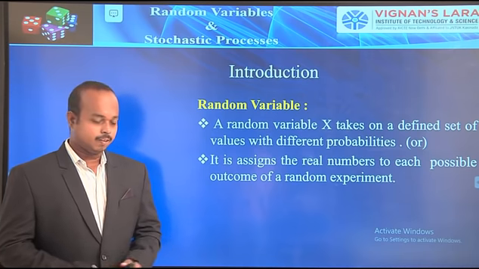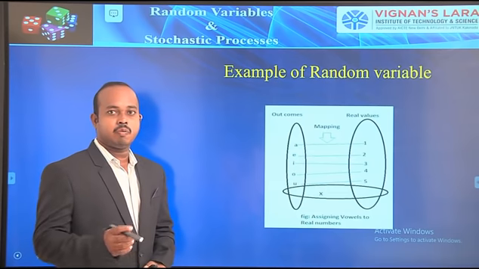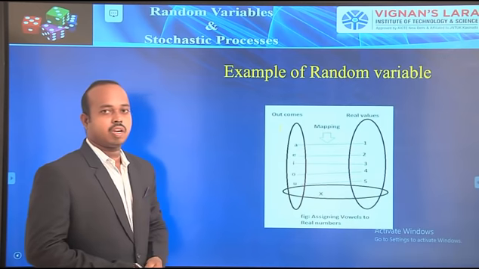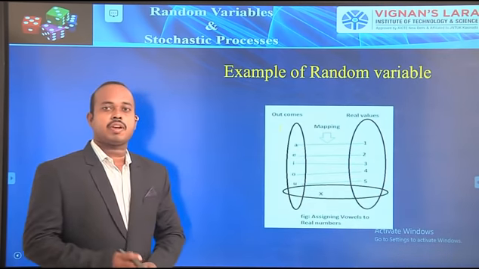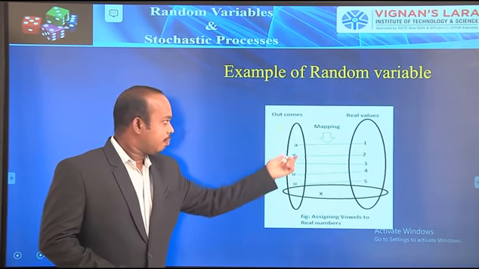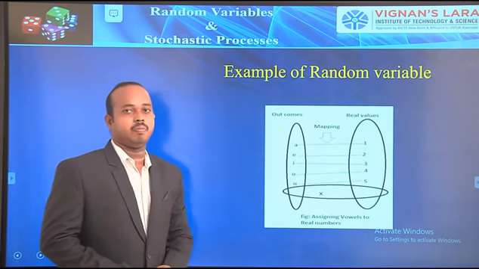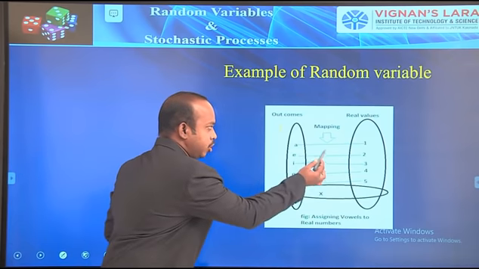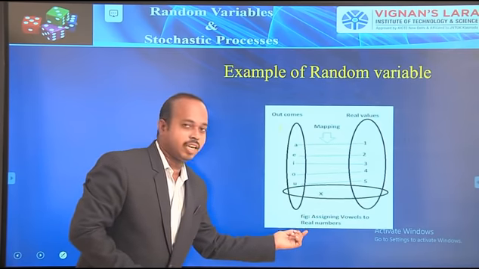You can see here I am giving one example for a random variable. The first set can represent the outcomes of a random experiment. According to the definition of random variable, each and every outcome can be mapped to real values like 1, 2, 3, 4, 5. Each and every outcome must be mapped to real values. This mapping process we are calling a random variable.